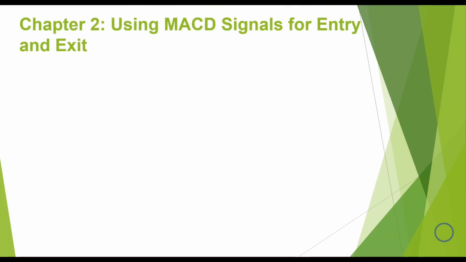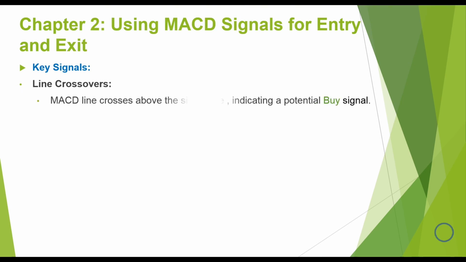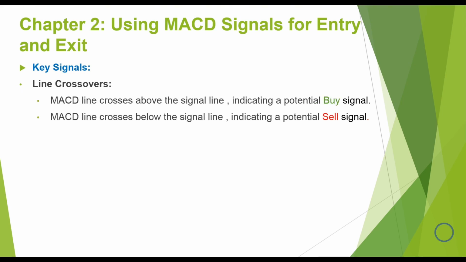Now, let's move on to chapter 2, using MACD signals for entry and exit. Key signals. Line crossovers. MACD line crosses above the signal line, indicating a potential buy signal. MACD line crosses below the signal line, indicating a potential sell signal.